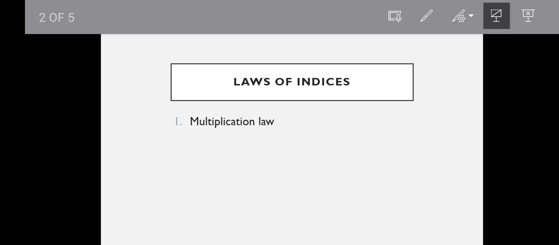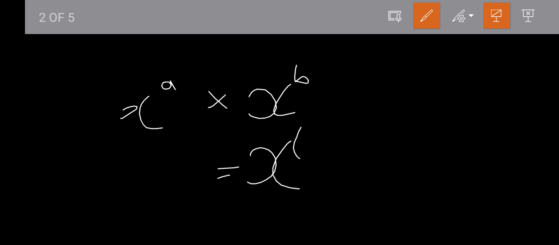So the first thing we're going to do is the laws of indices. And the first one we're going to talk about is the multiplication law. Now, talking about multiplication law, it's simply put as this. For multiplication index, it says that when we have, let's say, x raised to power a times x raised to power b, the law is telling us that this turns out to be x raised to power a plus b. And I'm going to explain why.